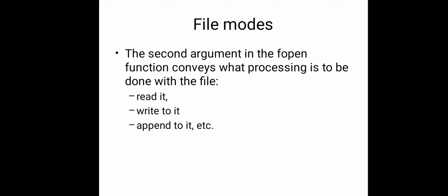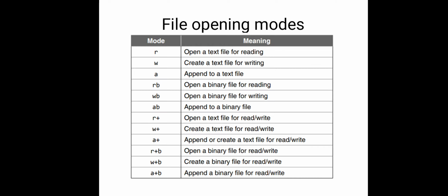Next, file modes. There are two arguments: one is the name of the file and the other is the file mode. The file mode says whether we are going to read the file, write the file, or append to it. If the mode is specified as r, it opens the text file. If it is w, it creates the text file. If it is a, it appends to the text file. These are the primary operations: read, write and append.